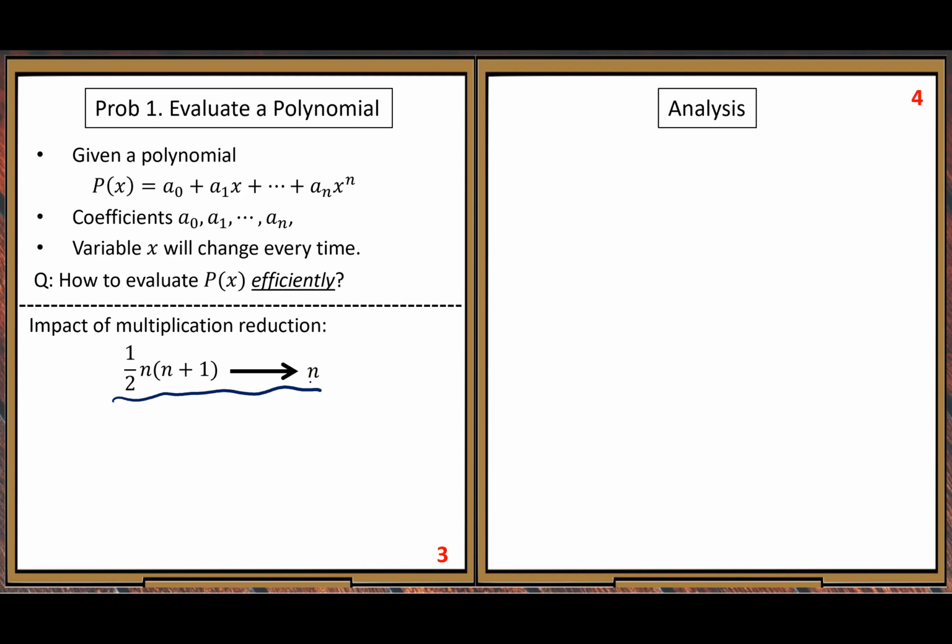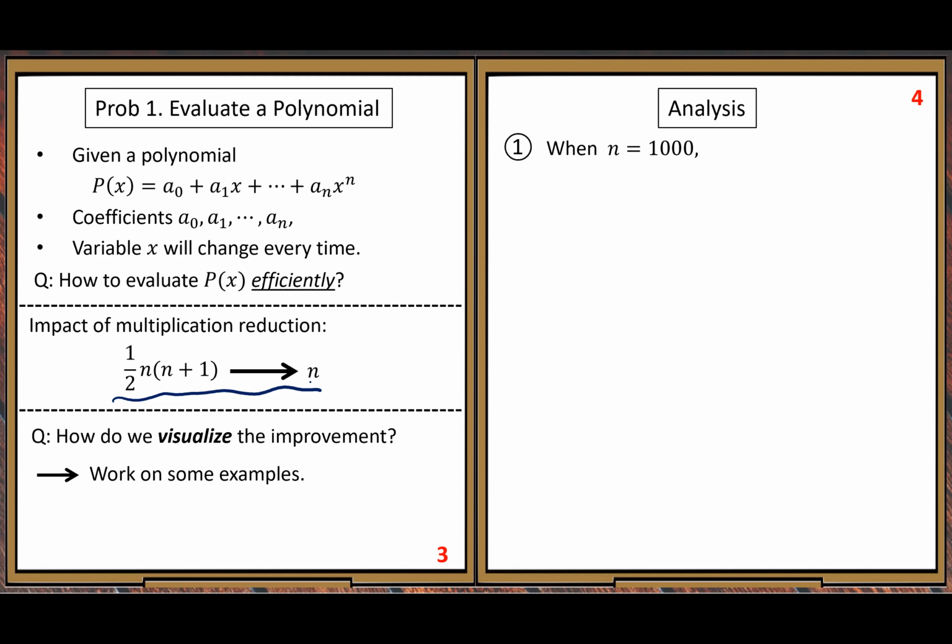I'll just try some simple examples. At the end, you will see the difference is huge. All right, so let's start our simple examples here. I use two examples to visualize the improvement. The first example, let us assume n equals 1,000, a polynomial with degree 1,000. How many multiplications do we need using these two methods, the brute force method and Horner's rule method?